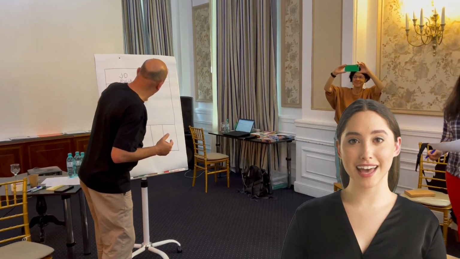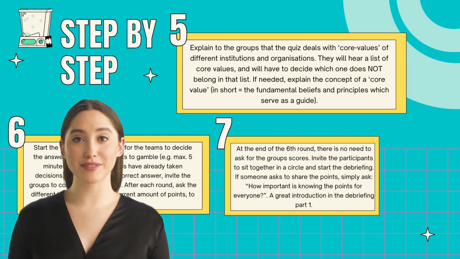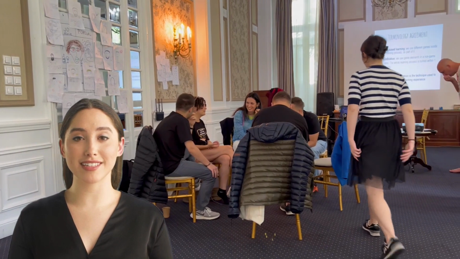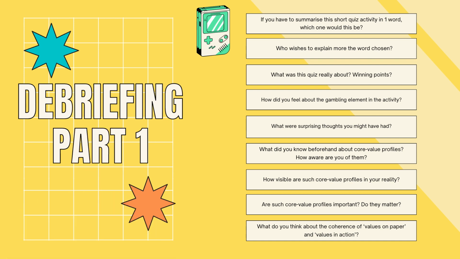Before giving the correct answer, invite the groups to comment on their choice. After each round, ask the different teams to state their current amount of points to keep the dynamics. At the end of the 6th round, there is no need to ask for the groups' scores. Invite the participants to sit together in a circle and start the debriefing. If someone asks to share the points, simply ask, how important is knowing the points for everyone? Make the first part of debriefing.